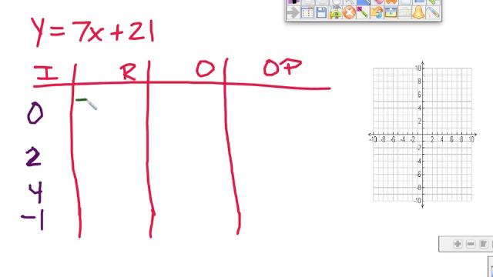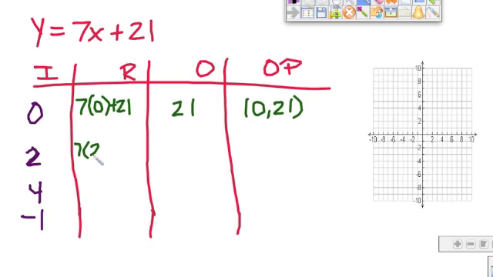All right, so here we go. 7 times 0 plus 21. I know that 7 times 0 is 0, plus 21 is going to give me 21, giving me the ordered pair of 0, 21. All right, next one we have 2. We have 7 times 2 plus 21. That's going to give me 14. 14 plus 21 is going to give me 35. So we have 2 and 35.